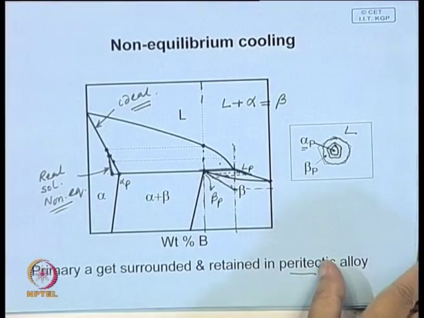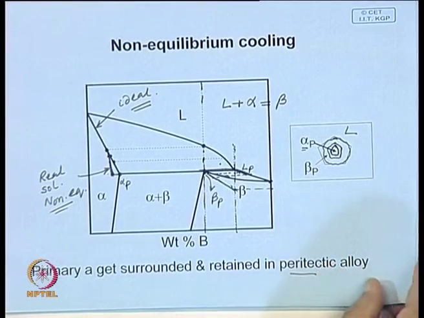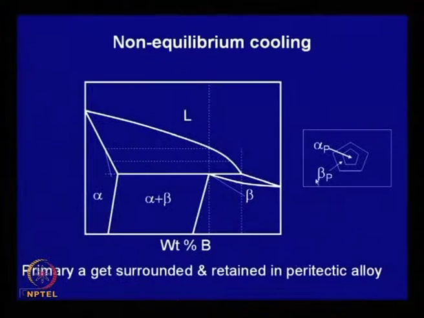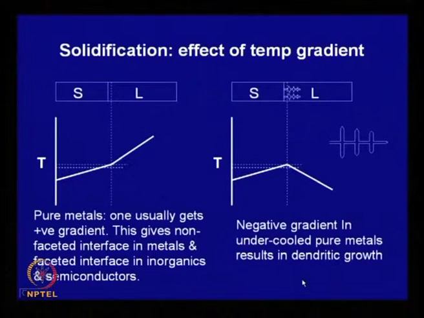So, in case of a peritectic reaction, if there is a peritectic reaction in any system, primary alpha will get surrounded and retained even in the peritectic alloy. Now, let us build upon this. That means we can use, to some extent, the equilibrium diagram to understand the nature of the actual structure in a real alloy.